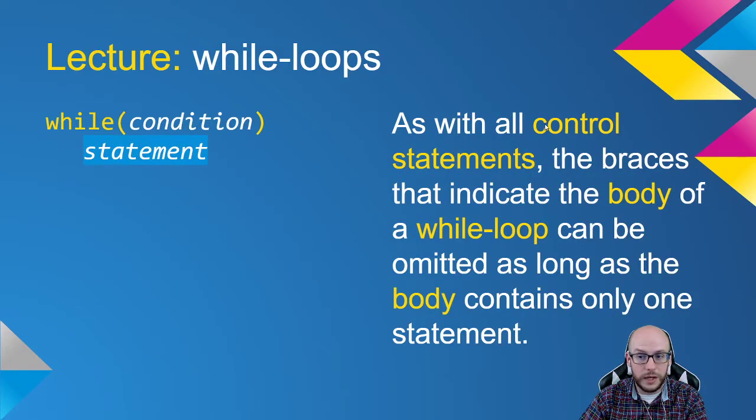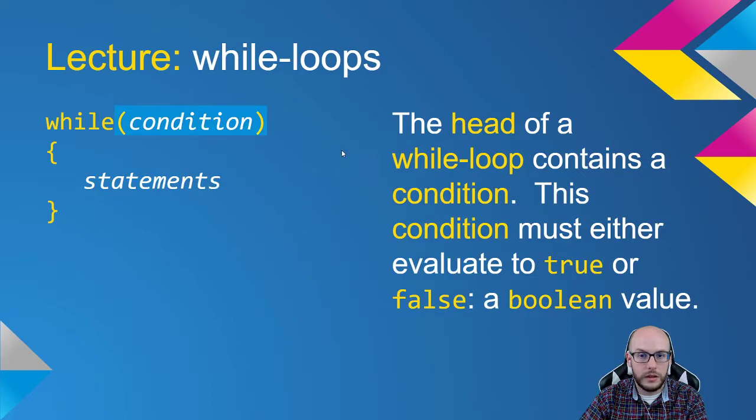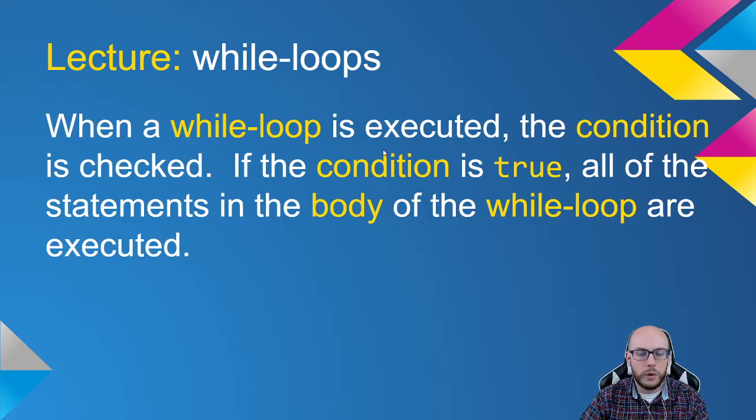As with all control statements, the braces that indicate the body of the while loop can be omitted as long as the body contains only one statement. That is very rarely going to happen with our while loop, but it is technically accurate. The head of a while loop contains a condition. This is also very similar to an if statement. This condition must either be true or false, a Boolean value. When a while loop is executed, the condition is checked. If the condition is true, all of the statements in the body of the while loop are executed. That is literally copy and pasted from the if statement slides, and I've just replaced if statement with while loop.